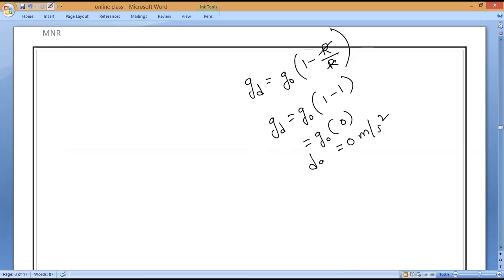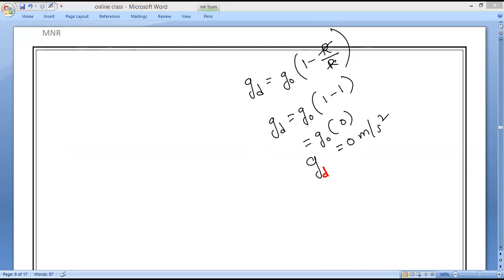So whenever I reach the center of any planet, what does the g value become, guys? 0 meter per second square. So the acceleration due to gravity is 0 meter per second square. All of you should remember that. Understand, Divya? Yes, sir.